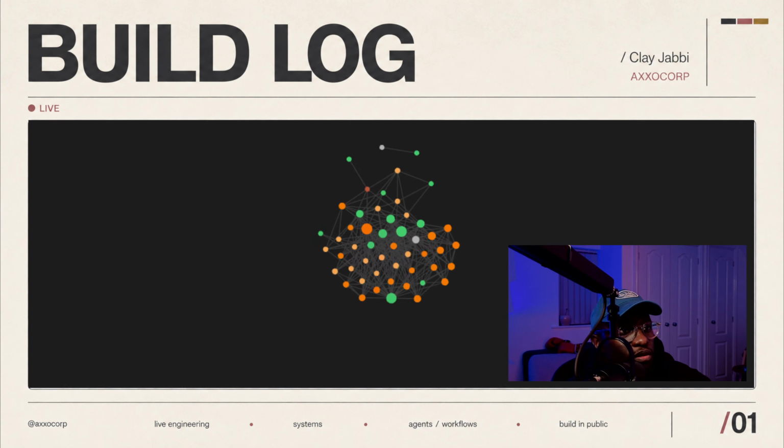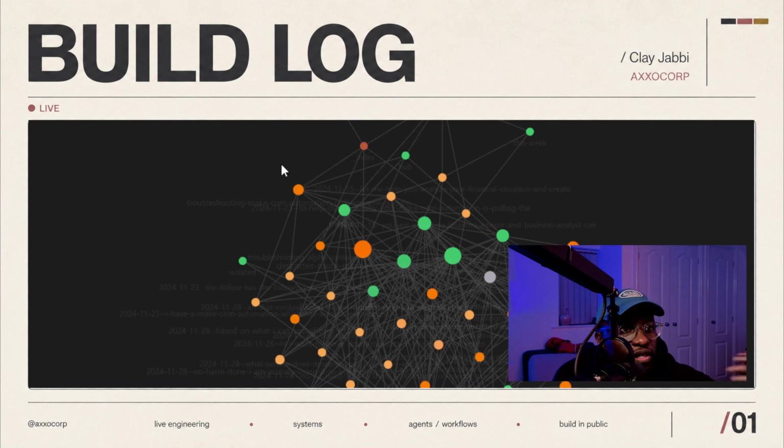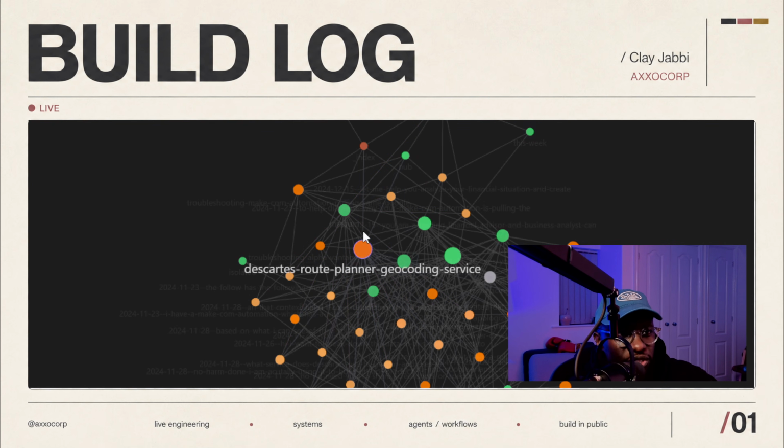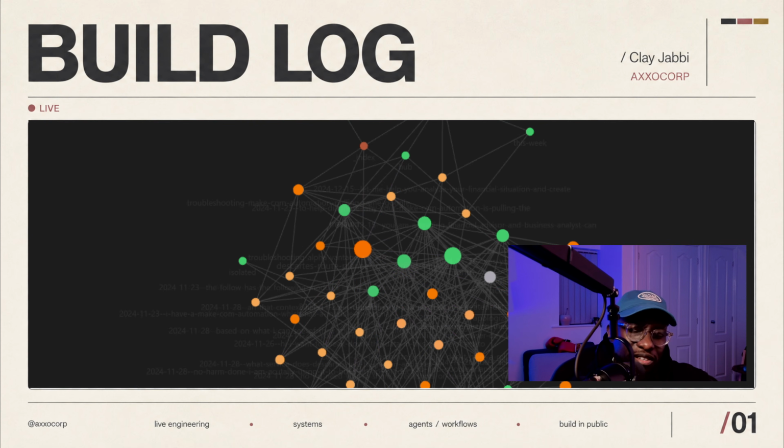You should be able to see that. So within Obsidian, obviously, this had all been programmed. So you've got different shades of green, different shades of orange, different sizes of the nodes as well.